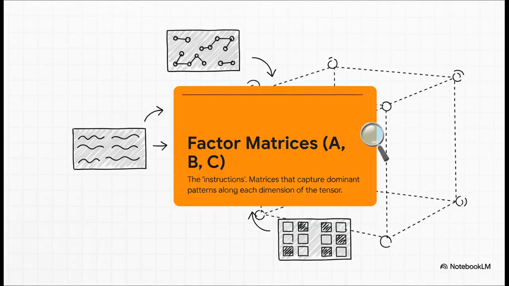And those instructions we just found, that's what we call the factor matrices. Remember the A, B, and C from our formula? This is them. Each one of these matrices basically holds the cheat sheet for the most important patterns that we found along one specific dimension of our original data cube.